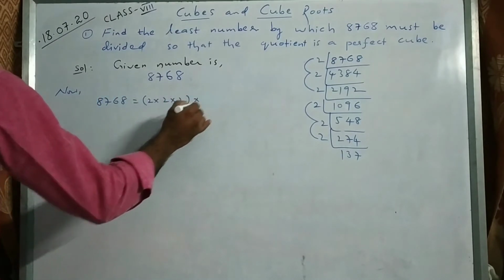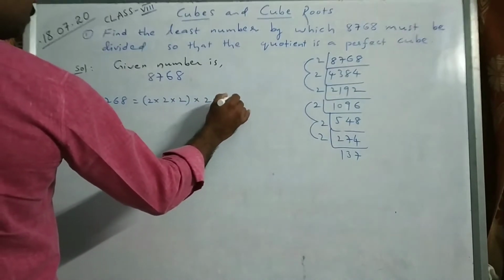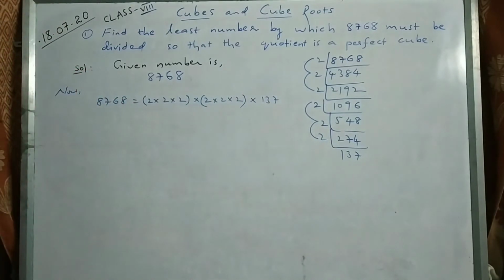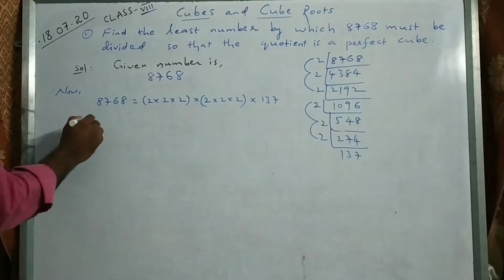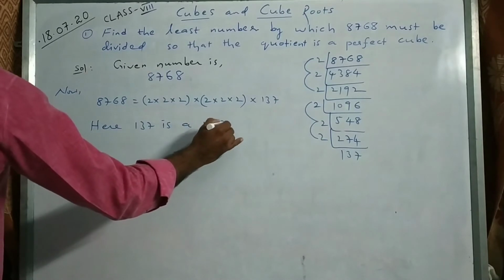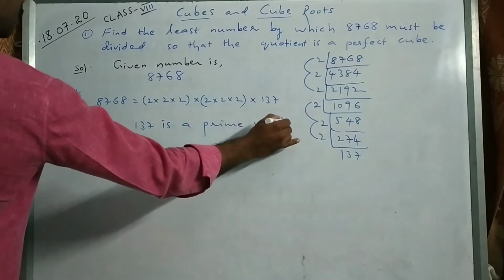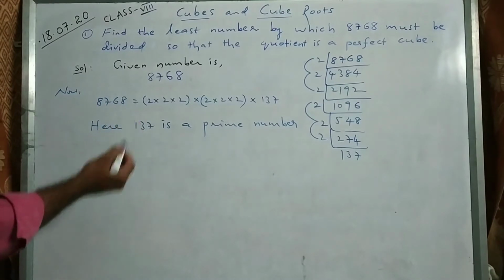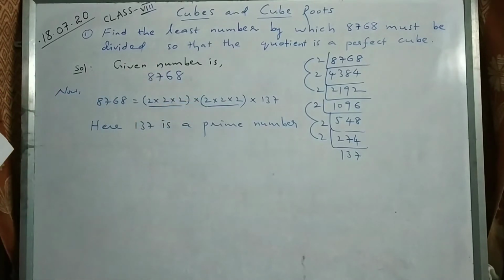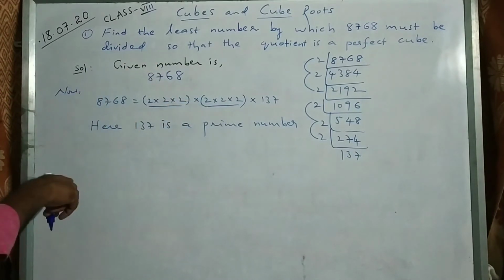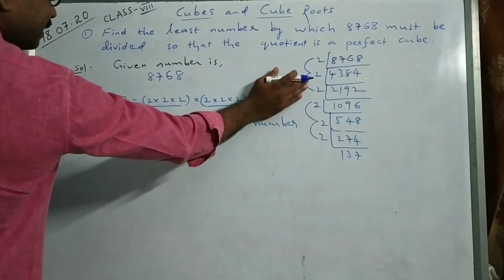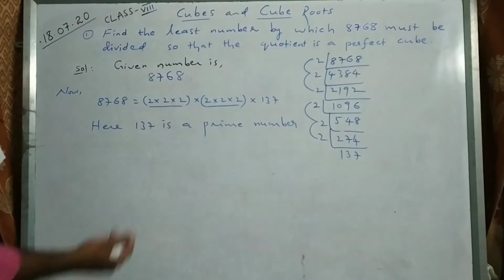It is a triplet, no doubt. Now 2 into 2 into 2, this is also a triplet. 137 is alone, right? It is a prime number. So by what number should you divide to make it a perfect cube? This is a perfect cube, triplet, triplet. So extra you have 137. So if you divide by 137, that will automatically be cancelled. If this number is not there, automatically this will be a perfect cube.